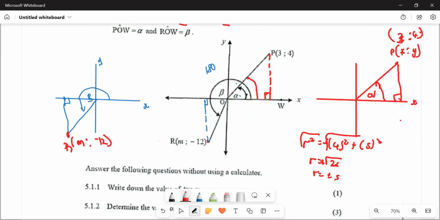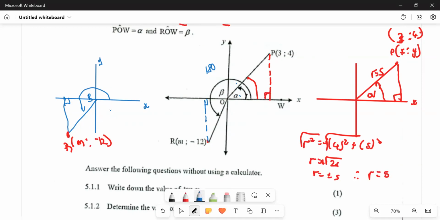That's our r. Now, what can you say about r? Which one are we going to take, positive or negative? Positive. R can't be negative. The radius is always positive. It means our r is going to be equal to 5. Let's get to the blue one then.